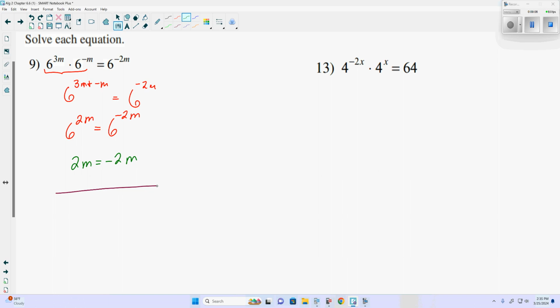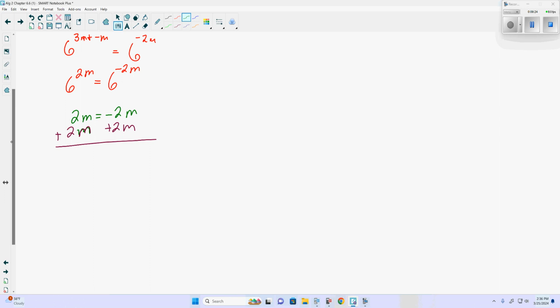What would we need to do next? I would add 2m first. Because it would be possible to divide by 2, but we would still end up having to move everything to the same side. We want to get all the variables together first in our multi-step equations before we divide. Because our negative 2m plus 2m would be 0. 2m plus 2m is 4m. So then we would indeed divide by 4, telling us that m is 0.